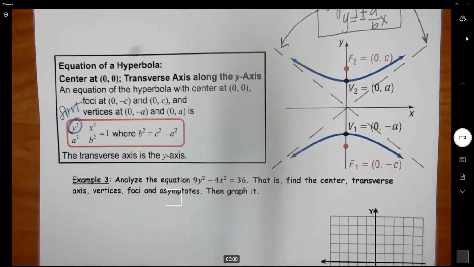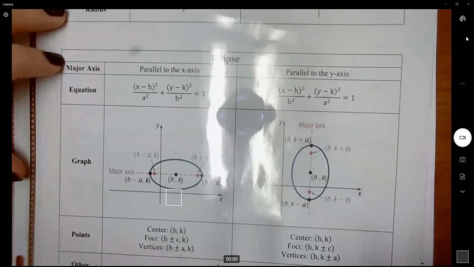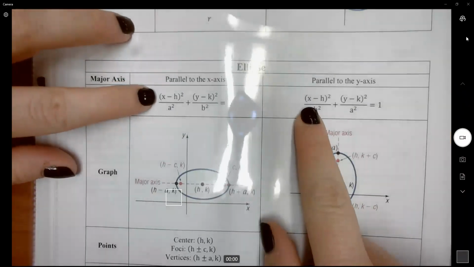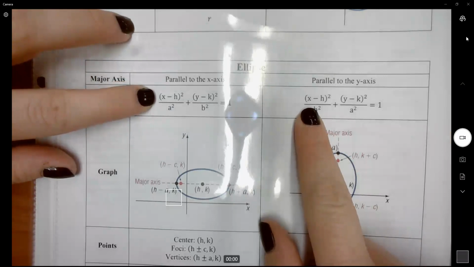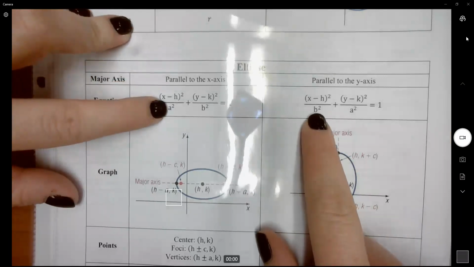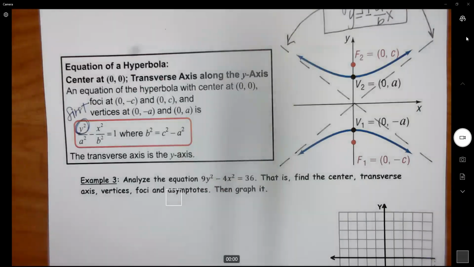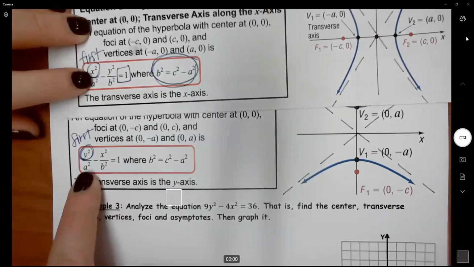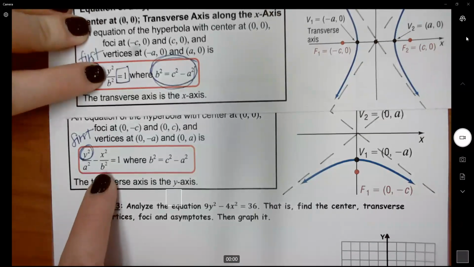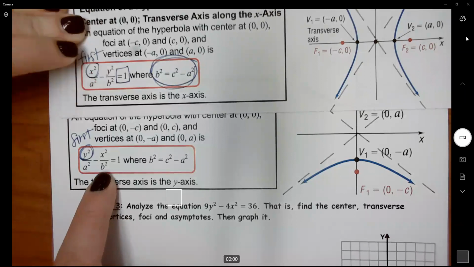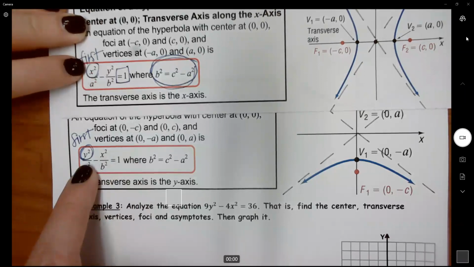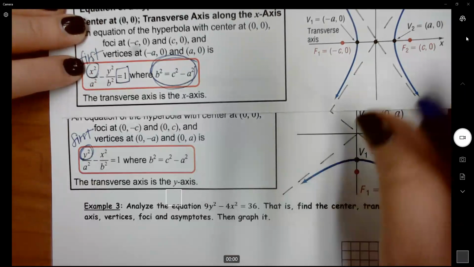So this is kind of the biggest difference between your ellipses and your hyperbolas. With your ellipse, your x always came first. What switched was your a squared and your b squared. But now with hyperbolas, a squared and b squared do not change places. What changes places is your x squared and your y squared.